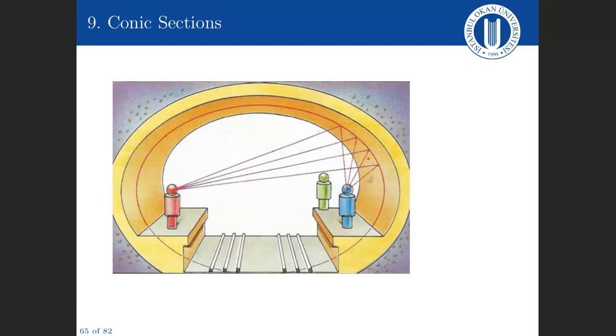There's another picture. This is a subway tunnel which is drawn in the shape of an ellipse. Here the red person can talk to the blue person because their voice is reflected off the walls of the tunnel.